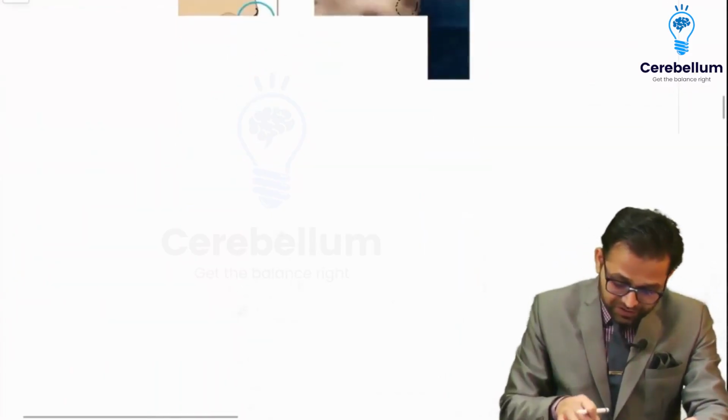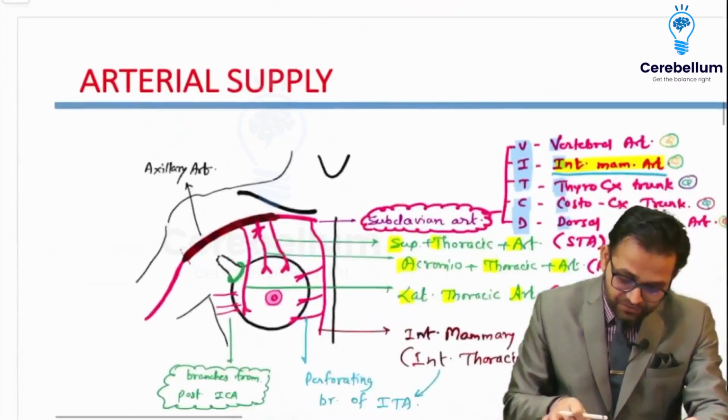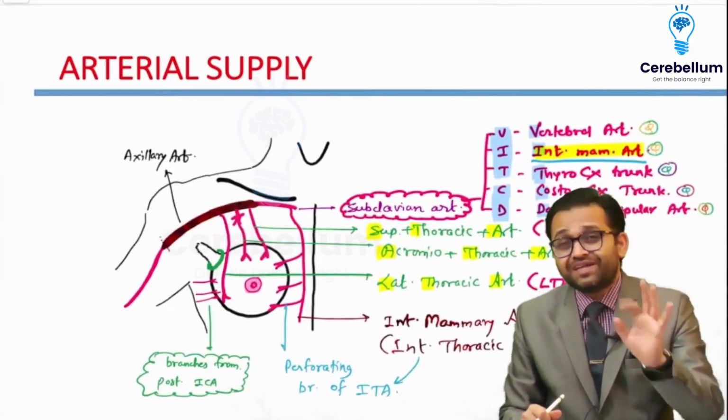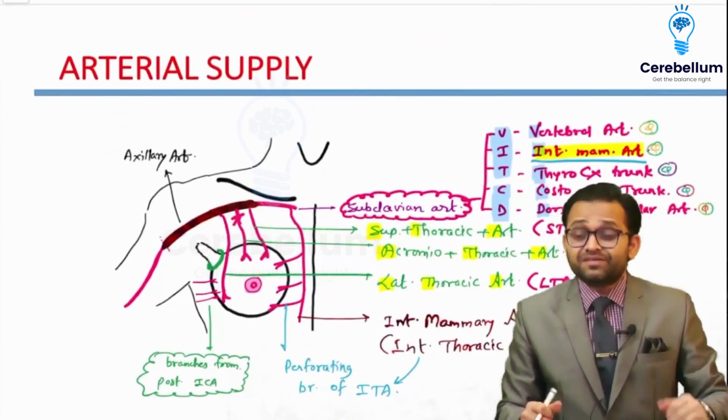Now look for the next. Sir, we are going to look at the arterial supply. So here is one diagrammatic presentation. Remember, the breast is here.